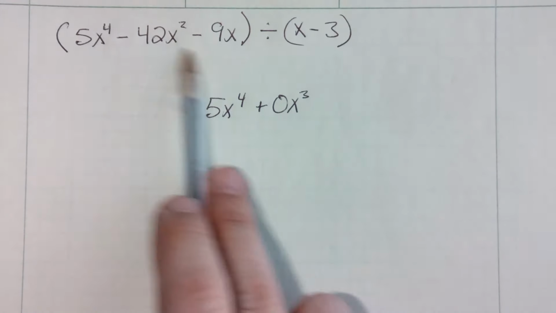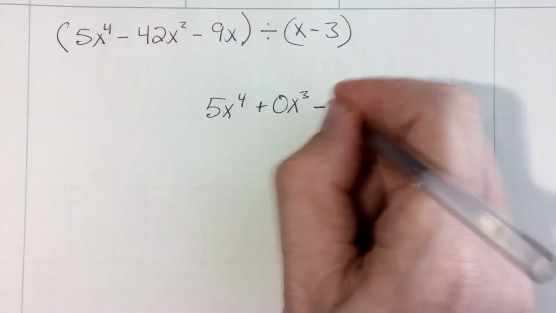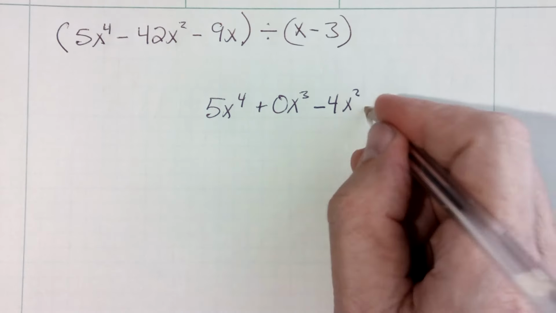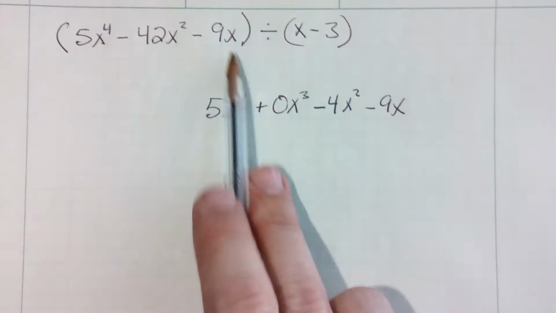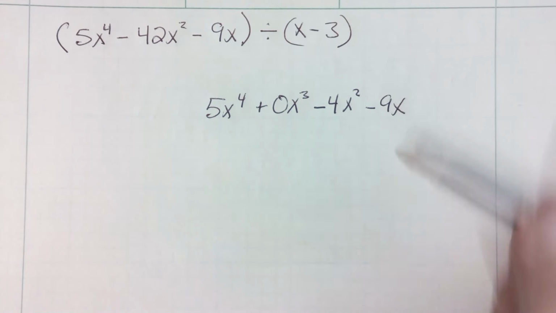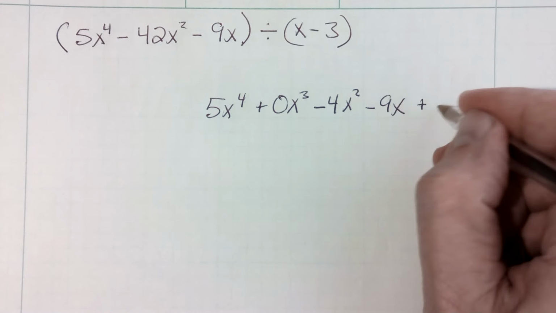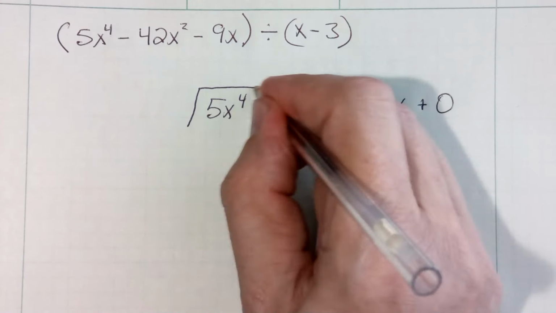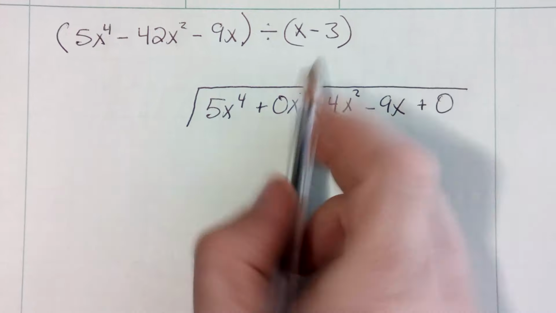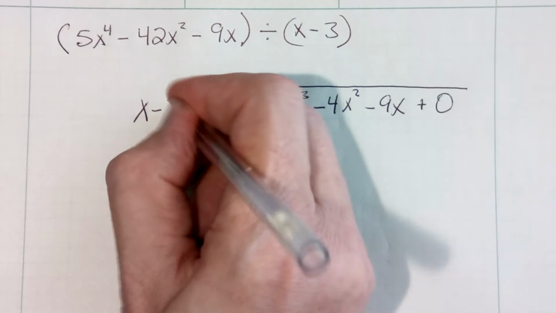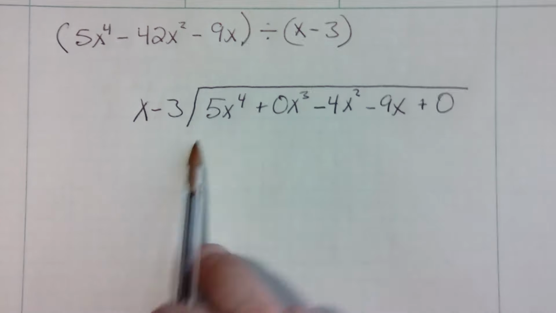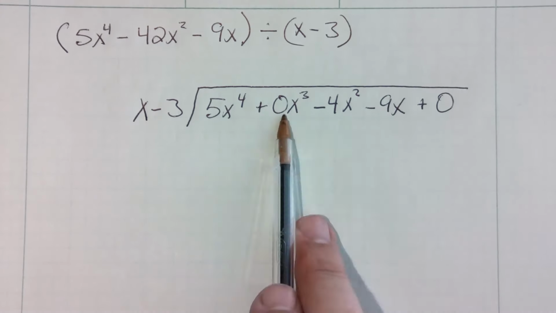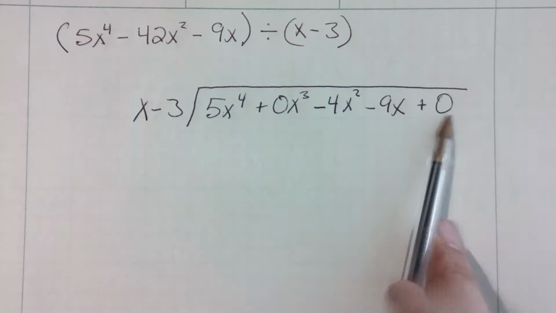Now I do a negative 42x squared, minus 9x, and I don't have a constant here. I might, just to help myself with my position, put plus 0. There's nothing that I'm adding on. It's a placeholder. And now I'm going to divide by my x minus 3. Again, we're going to start going 2 terms at a time. Going to work on the first 2 terms, the next 2 terms, the next 2 terms, and the next 2 terms. So starting with the first 2.